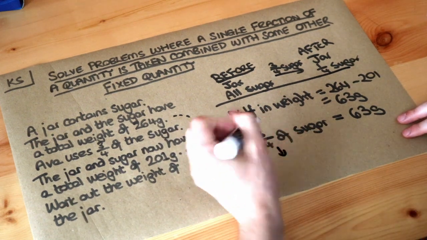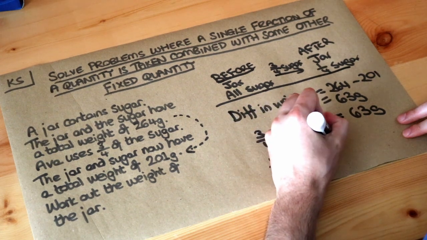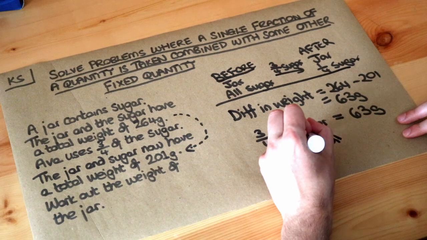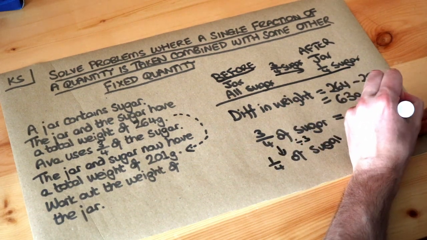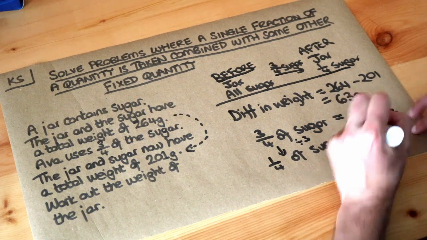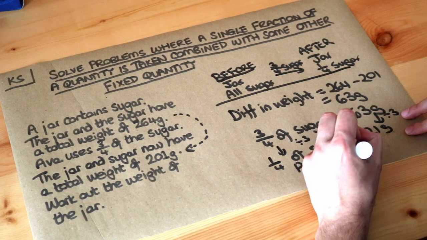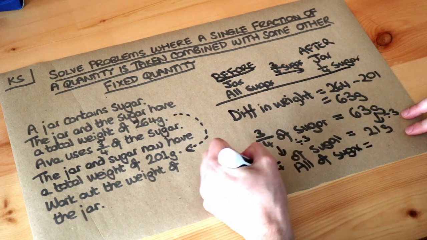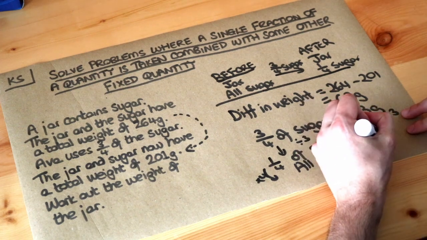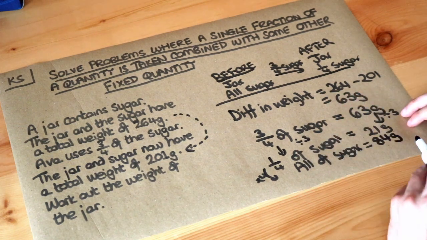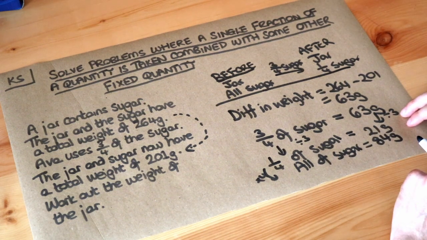So let's first go via 1/4 of the sugar. If we know 3/4 of the sugar, we divide by 3 to get 1/4 of the sugar. So divide that by 3 as well, and that is 21 grams. So 1/4 of the sugar is 21. All of the sugar, we just times by 4, so times this by 4 as well, and we get 84 grams of sugar. So all of the sugar weighs 84 grams, we worked that out.